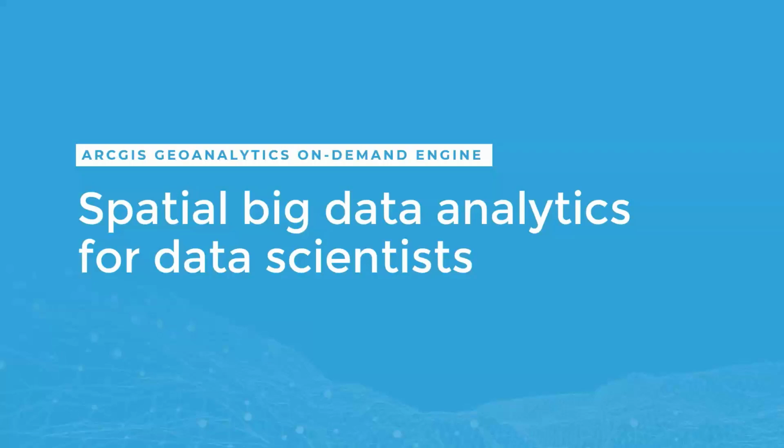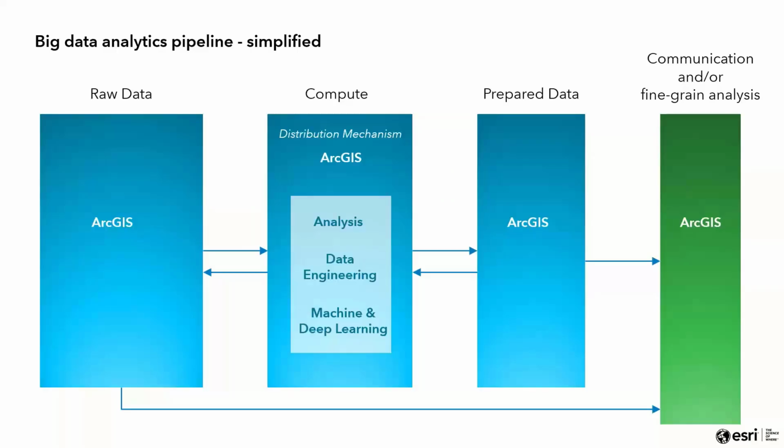So before I dive into the product itself, let's think about a big data pipeline, a really simplified version, and what you might be used to seeing from Esri today. So you'll notice that everything says ArcGIS, and this is absolutely true, there's nothing wrong with this. Today you could do workflows where your raw data is stored in ArcGIS, you're doing your compute in ArcGIS, your prepared data, whether that's results or just data that you've cleaned through data engineering, is also in ArcGIS, and then you use ArcGIS to communicate or do further analysis, meaning that you use ArcGIS to put it in an app that people might interact with.